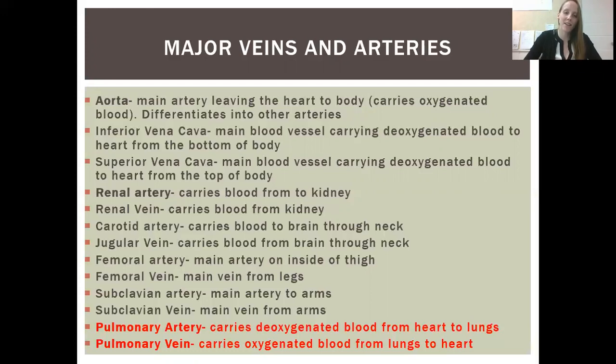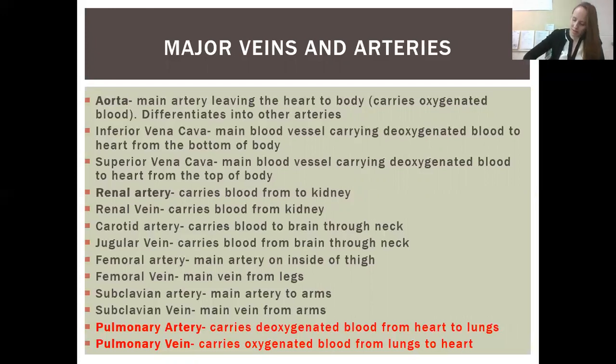The renal artery carries blood to the kidney. The renal vein carries blood from the kidney to the heart. The carotid artery carries blood from the heart to the brain. The jugular vein carries blood from the brain back down through the neck to the heart. The femoral artery goes past your femur, so it is in your thigh.